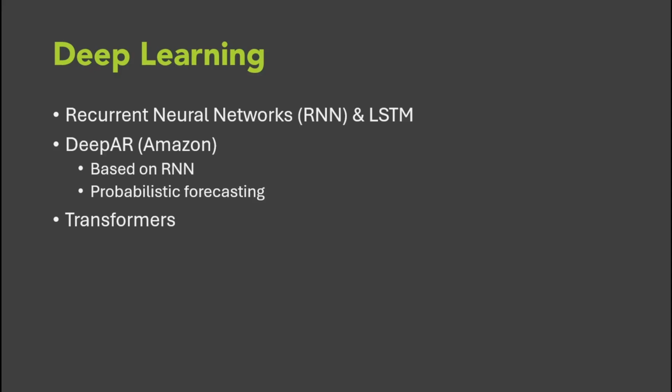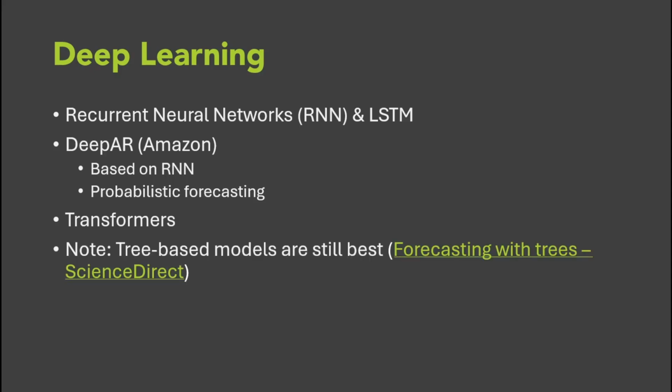And the main thing to note is that all of these deep learning models can be really good, but they are more complex and can be harder to interpret or explain. And oftentimes, these models require a lot more data. Finally, it's worth noting that there is research that suggests that tree-based models are still the best for time series forecasting in comparison to other techniques such as deep learning.